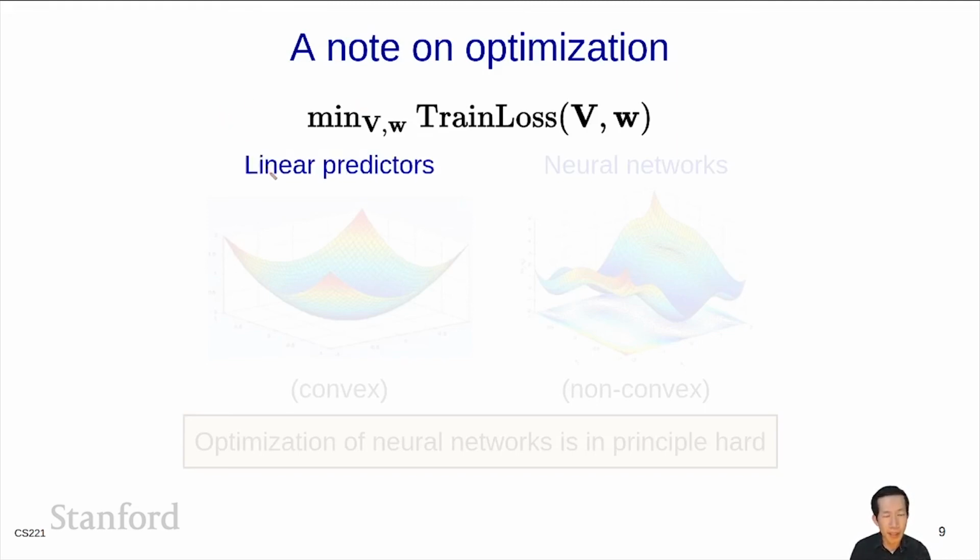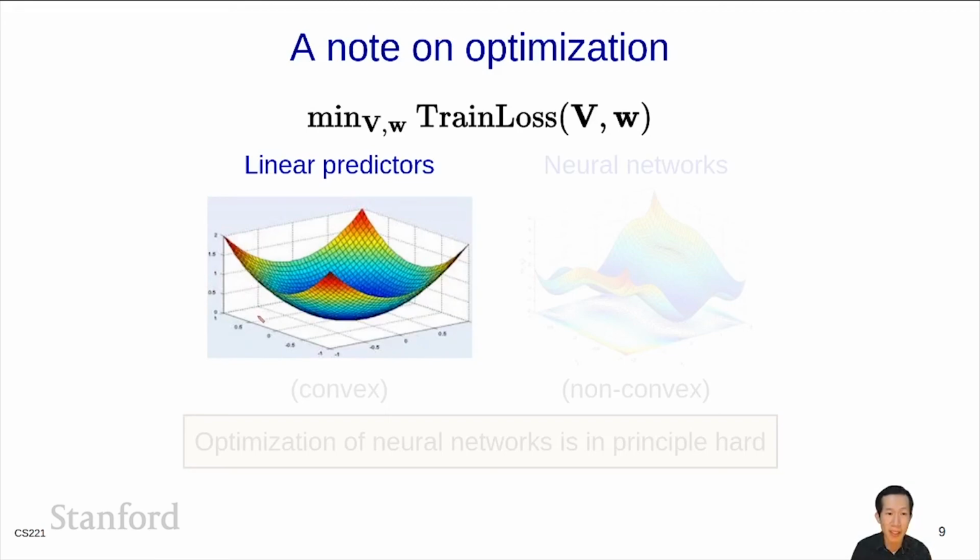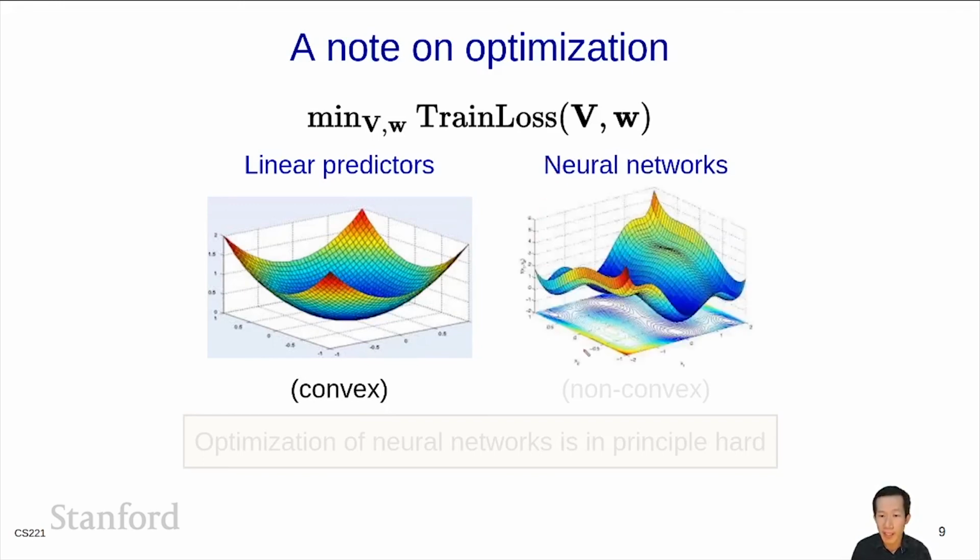So for linear predictors, it turns out that the training loss for a convex loss is going to be a convex function, which means that it is going to have a single global minimum. Which means that if you start at some point and then you just follow your nose by running gradient descent with appropriate step size, it's going to converge to the global optimum. But for neural networks, the training loss is non-convex, which means that there are no guarantees at all that you're going to converge to the global minimum. If you're lucky, you can converge to a local minimum.